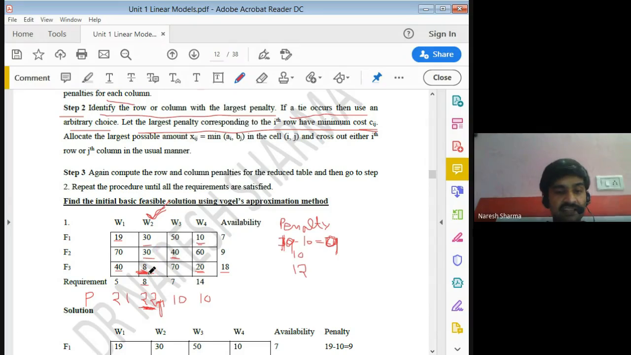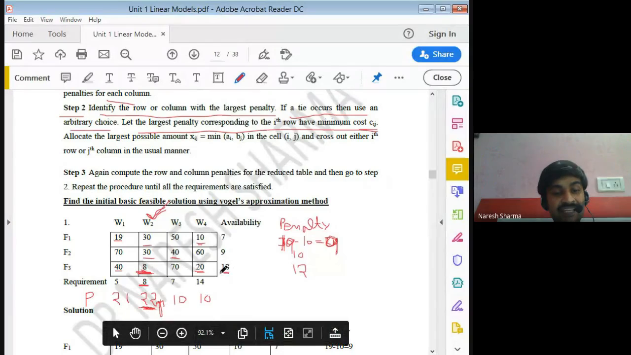As earlier, you need to fulfill the requirement as per the availability. So you check the requirement is 8 units, availability is 18. The minimum of 8 and 18 is 8. So we allocate 8 at this location, and this becomes 0 now.